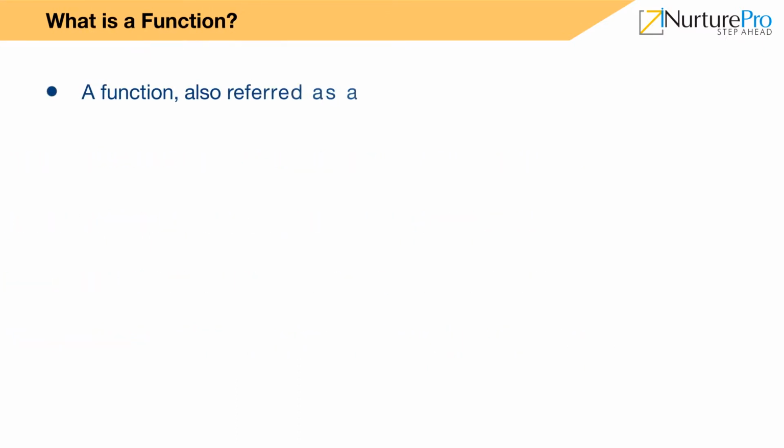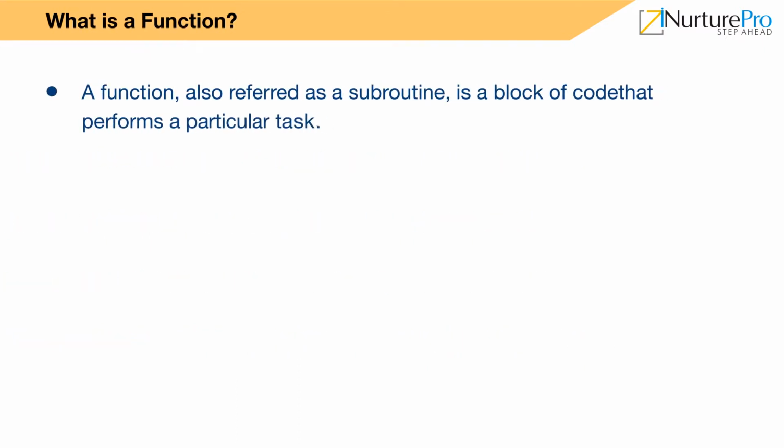A function, also referred as a subroutine, is a block of code that performs a particular task. You can create your own function and call it later, or use an existing predefined function. One or more values in the form of arguments are passed to a function. The function then reads and processes the values. These processed values are then optionally returned to the calling code.